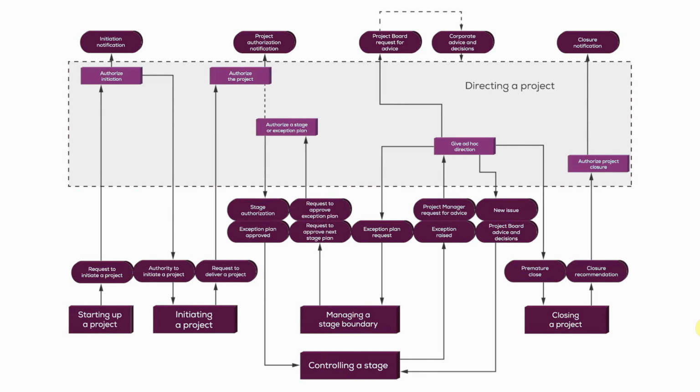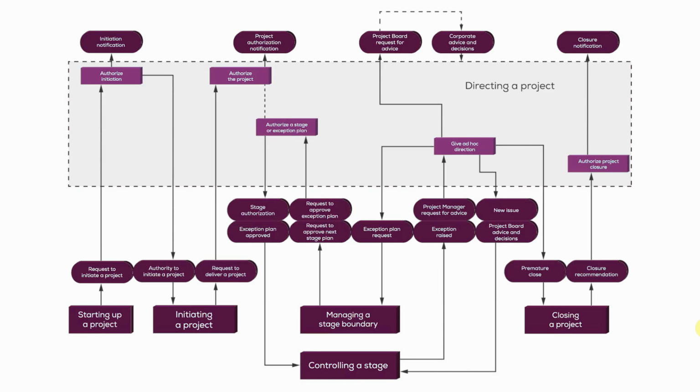Now, it's not a brilliantly named activity, this one, because there's a lot more happening in managing a stage boundary than simply the production of a stage plan. In actual fact, when we drill down on this activity in more detail, this will become evident, but it's the stage plan, it's the end stage report, it's the updated business case, updated project plan, updated project initiation documentation, and so on. So there's a lot more going on there, but it's called authorize a stage or exception plan. And that brings us to the point where we now have triggered the controlling a stage process, and the project will be running its course.